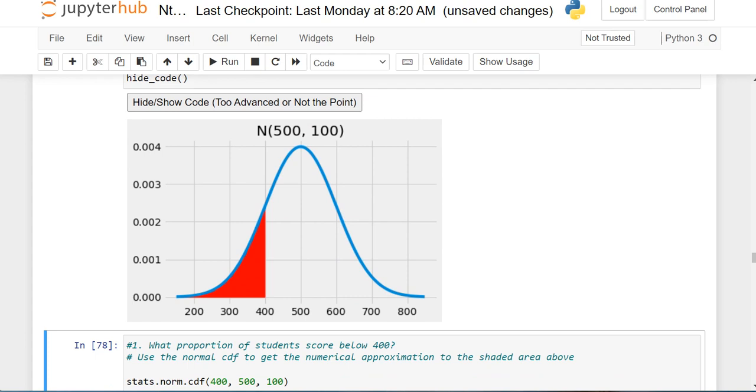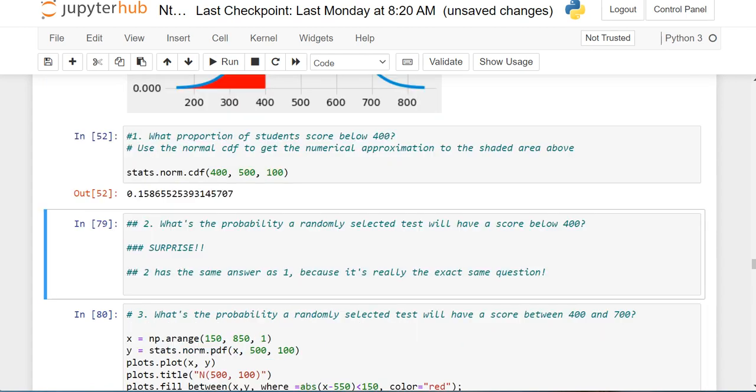And you can see that the bell curve is now shaded from 400 down below. And then the question is, well, what proportion of students score below that? Okay, and the answer is it's a proportion of areas. So I'm looking at what percentage of the area under the whole bell curve is represented by the shaded region. You can eyeball it and say, I don't know, 10%, 15%? But we can run it and you can see that the probability is about 15.87%.